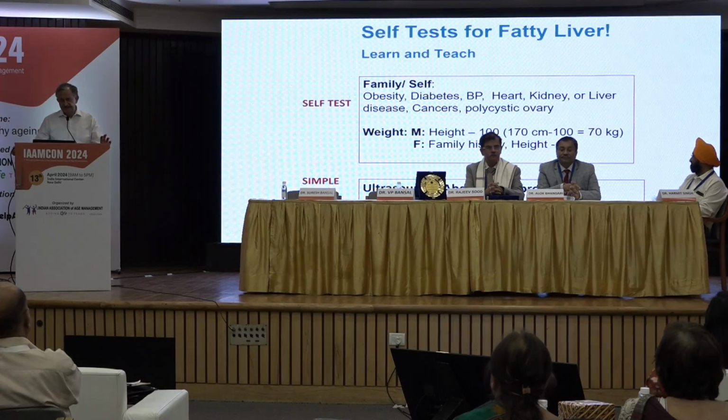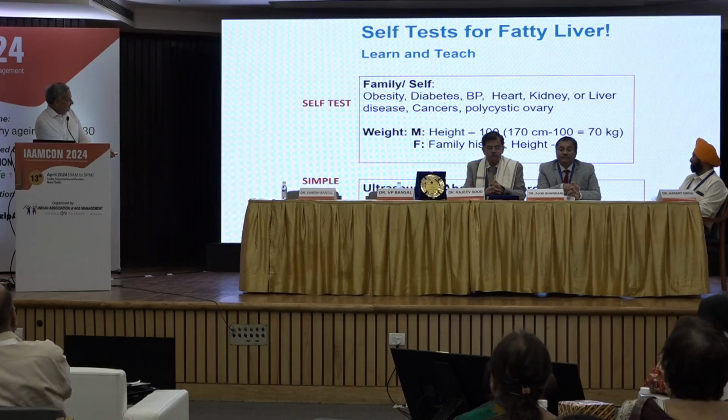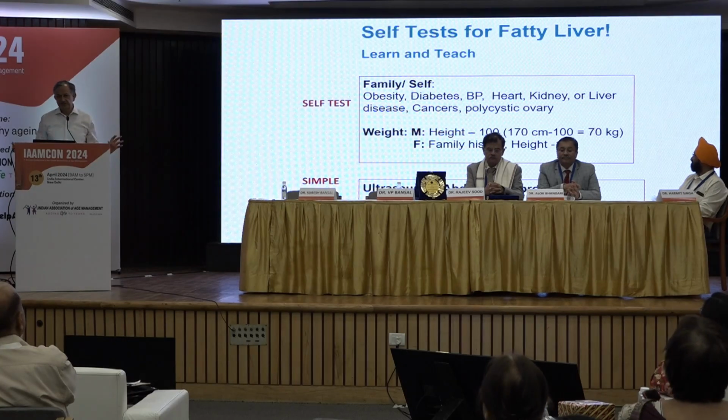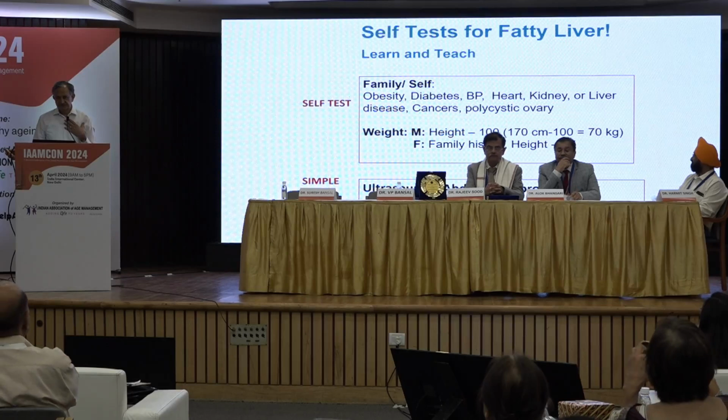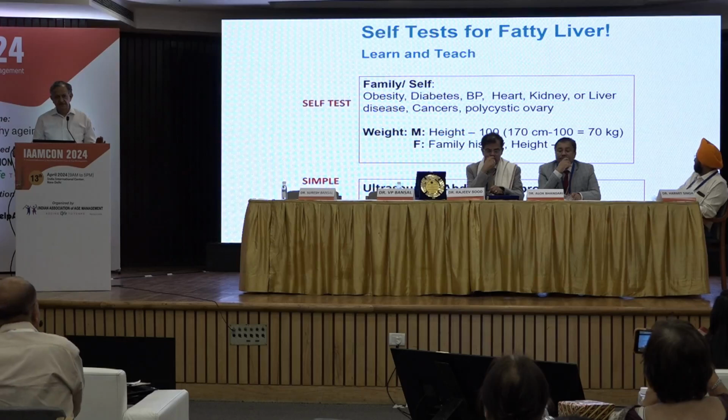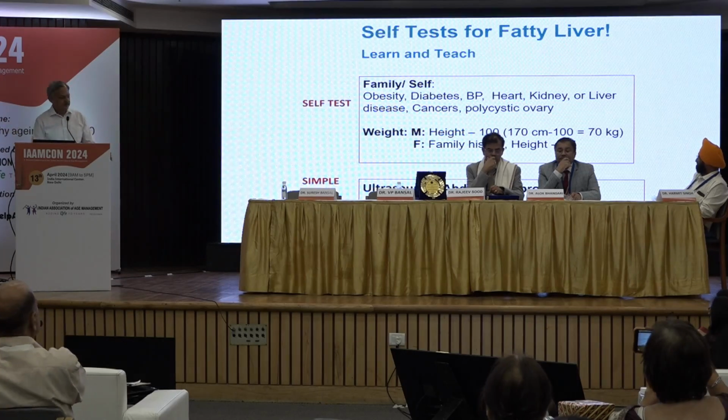Now, do I have fatty liver? This is my second message. Each one of you today can diagnose fatty liver sitting here. If you or your parents, grandparents had obesity, diabetes, blood pressure, heart, kidney or liver disease, cancers, polycystic ovary, I have fatty liver. It's as clear as that. If my weight is height minus 100, height is 170, my weight should be 70. If it is more, I have fatty liver.